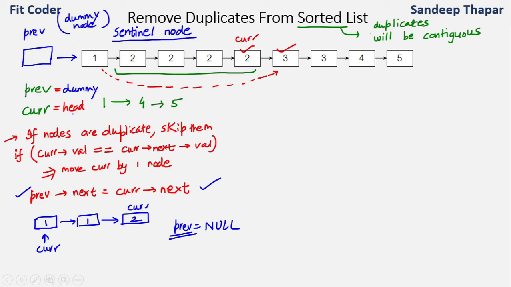And when we have to return, we can simply return next of dummy. Next of dummy will be the head of the linked list. So to prevent many edge cases around the head of the linked list, we can keep this dummy or sentinel node and connect next of dummy to the head of the linked list. This is the approach that we'll follow to solve this problem. Now let's have a look at the complete code.